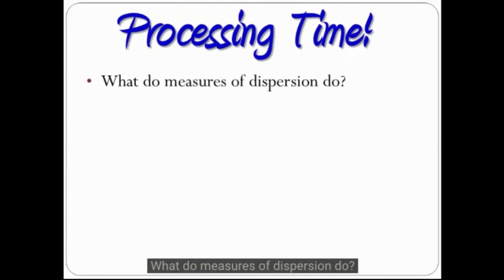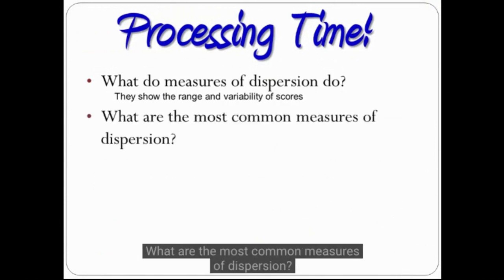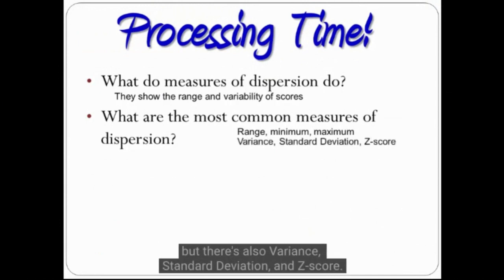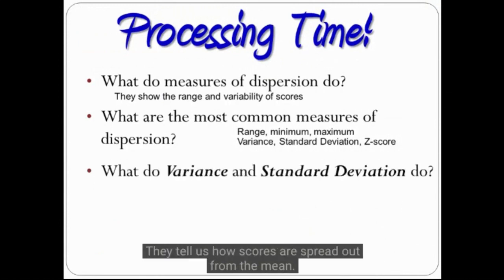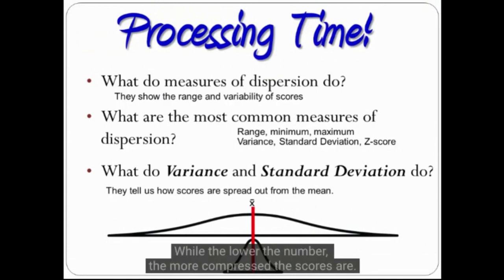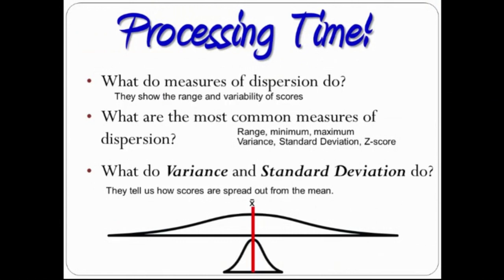Processing time. What do measures of dispersion do? Well, they display the range and variability of scores. What are the most common measures of dispersion? Well, the easy ones are the range, the minimum, and the maximum. But there's also variance, standard deviation, and z-score. What do variance and standard deviation do? They tell us how scores are spread out from the mean. The higher the number, the more spread out the distribution is, while the lower the number, the more compressed the scores are. With your basic understanding of measures of dispersion, it's time for you to pull out your calculator and start calculating them.